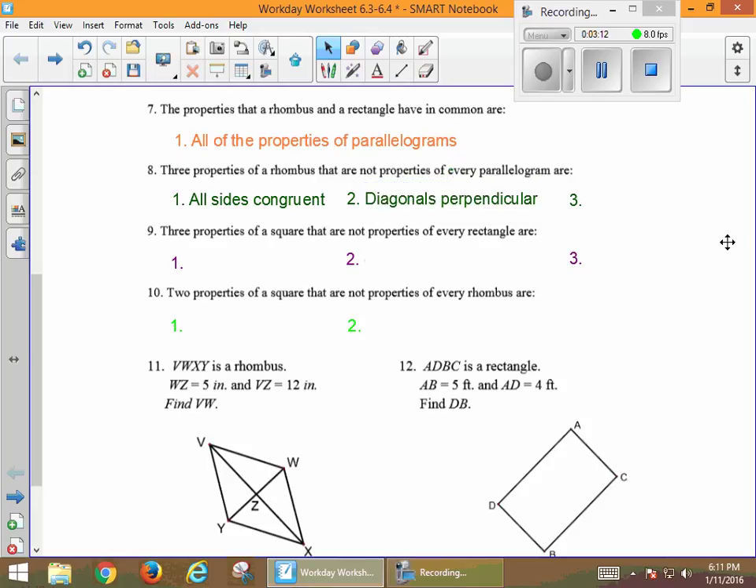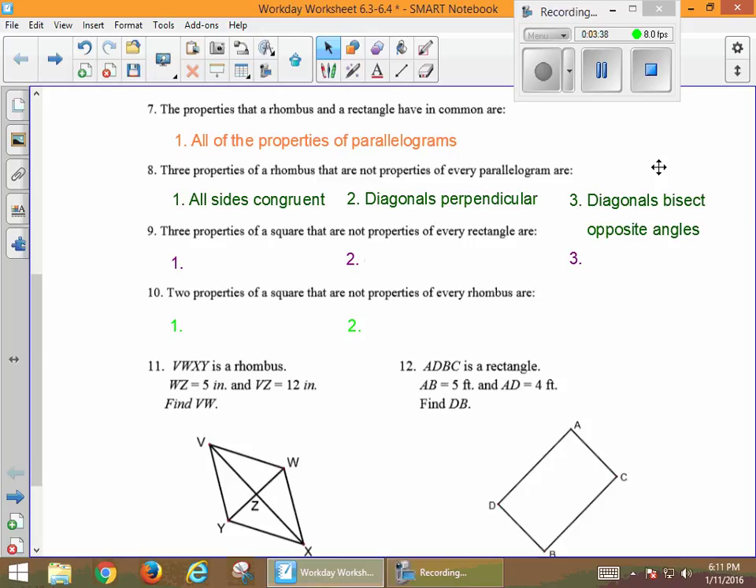Number 2, the diagonals are perpendicular, meaning they create 90-degree angles. And number 3, the diagonals bisect the opposite angles. That means that as the diagonal comes into the corner of a rhombus, it cuts that corner into 2 equal angles.